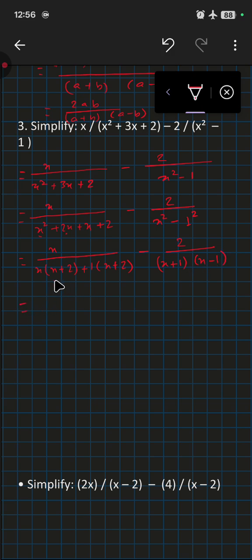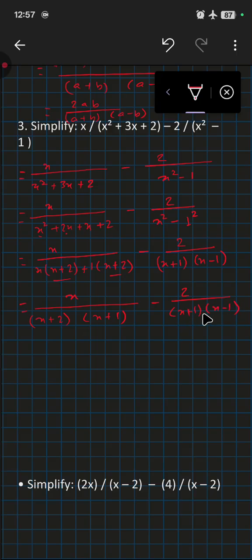Now let's see, in the denominator we have x plus 2 as common. So we will write the common one first, and whatever things are remaining like x plus 1, we will write in another bracket. So here we go, the terms are in product form in the denominator. So now let's take LCM.